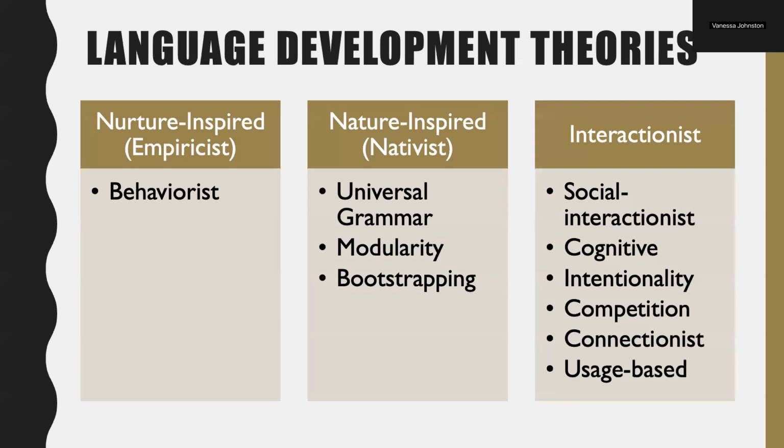So we can divide the major language development theories into three categories. We have nurture-inspired or empiricist, nature-inspired, which is nativist, and interactionist. Nurture-inspired theories rest on the notion that humans gain all knowledge through experience. Nature-inspired theories generally hold that knowledge is innate and genetically transmitted rather than learned by experience. So probably in your psychology classes, you have talked about nature versus nurture. And then interactionists acknowledge that language develops through interaction between nature and nurture-related factors.